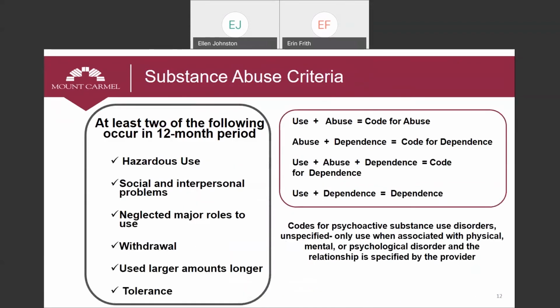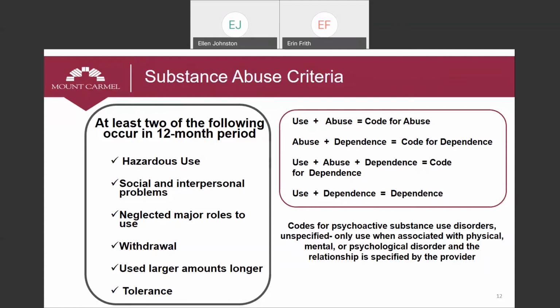This slide outlines some diagnostic criteria that can indicate a person is having a substance abuse problem. Two of the following must occur in a 12-month period: hazardous use, social and interpersonal problems, neglecting major life roles, withdrawal symptoms, use of larger amounts for longer periods of time, or any signs of tolerance to the substance.